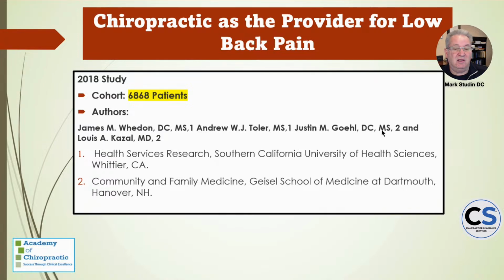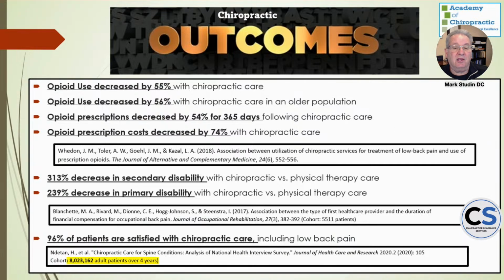This is 2018. Chiropractic use, opioid use is decreased by 55% with chiropractic care, 56% in an older population. The prescriptions decreased by 54% for a year. Prescription costs decreased by 74%. Pharmaceutical companies will not like us. Disability decreased by 313%, chiropractic versus physical therapy for secondary disability, and 239% decrease versus chiropractic versus physical therapy.